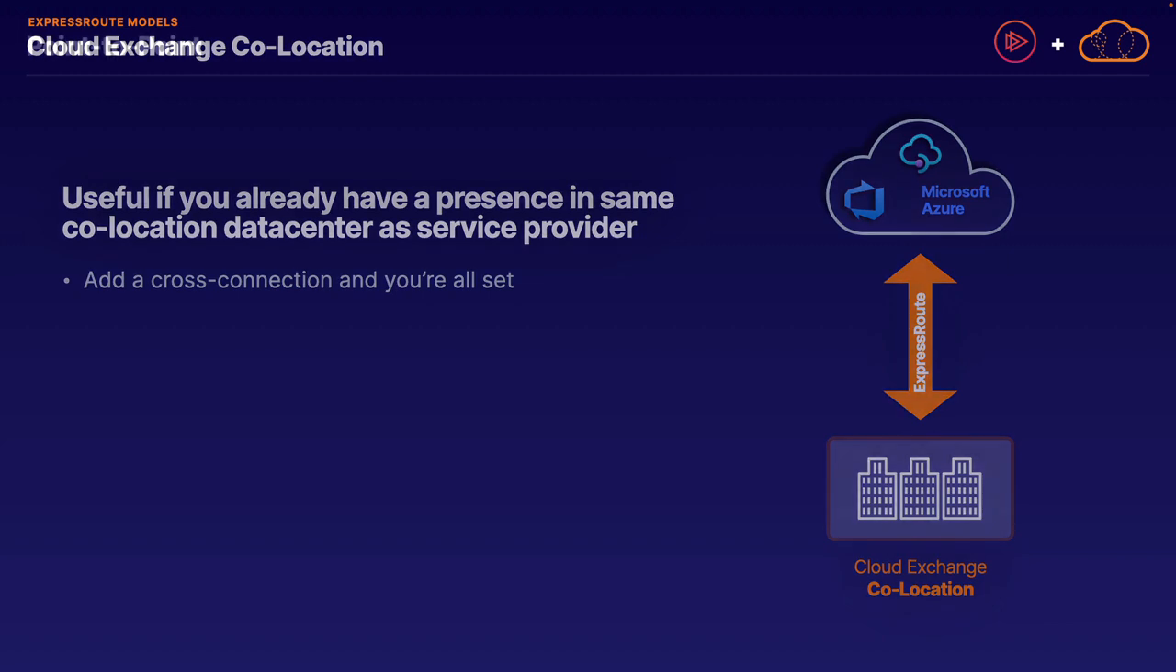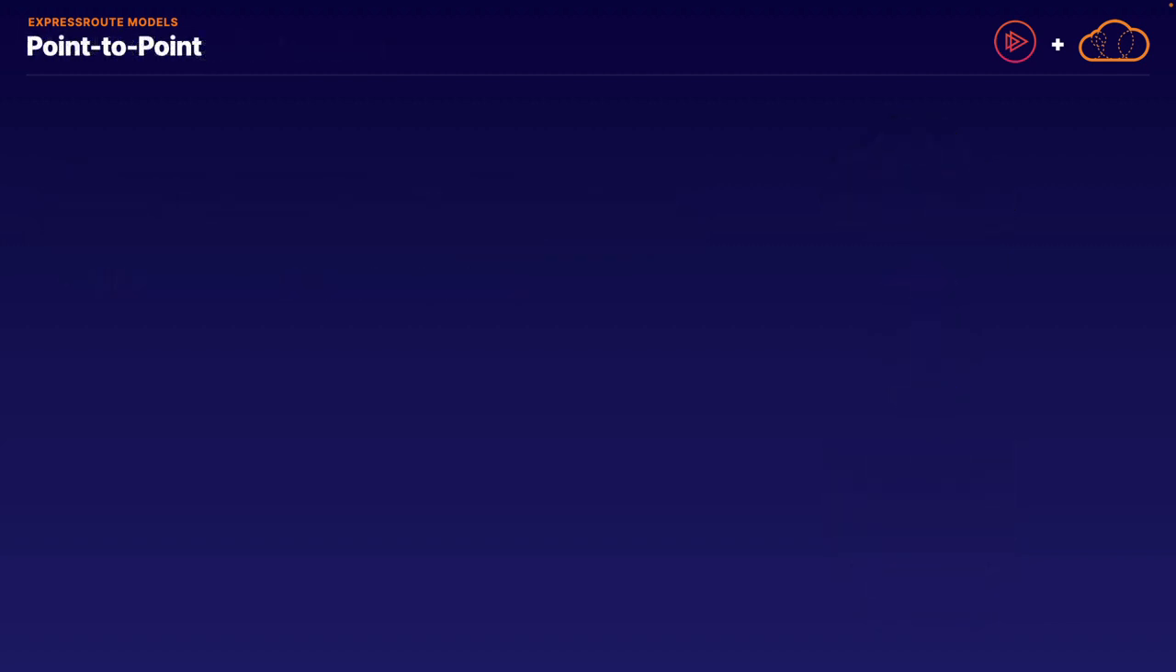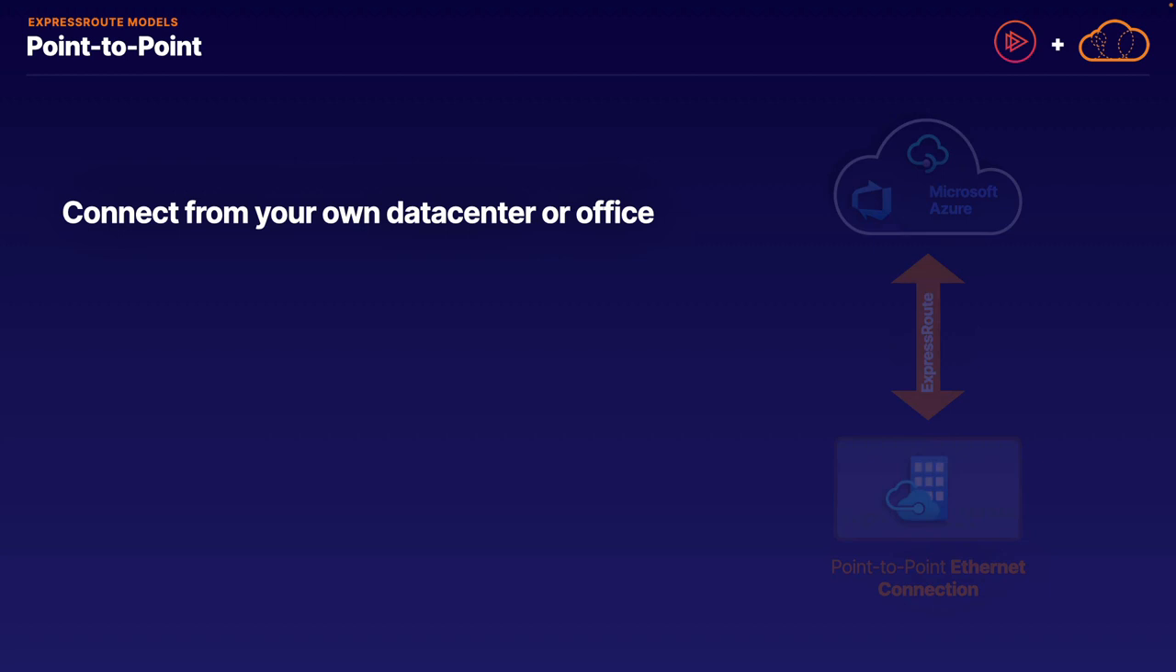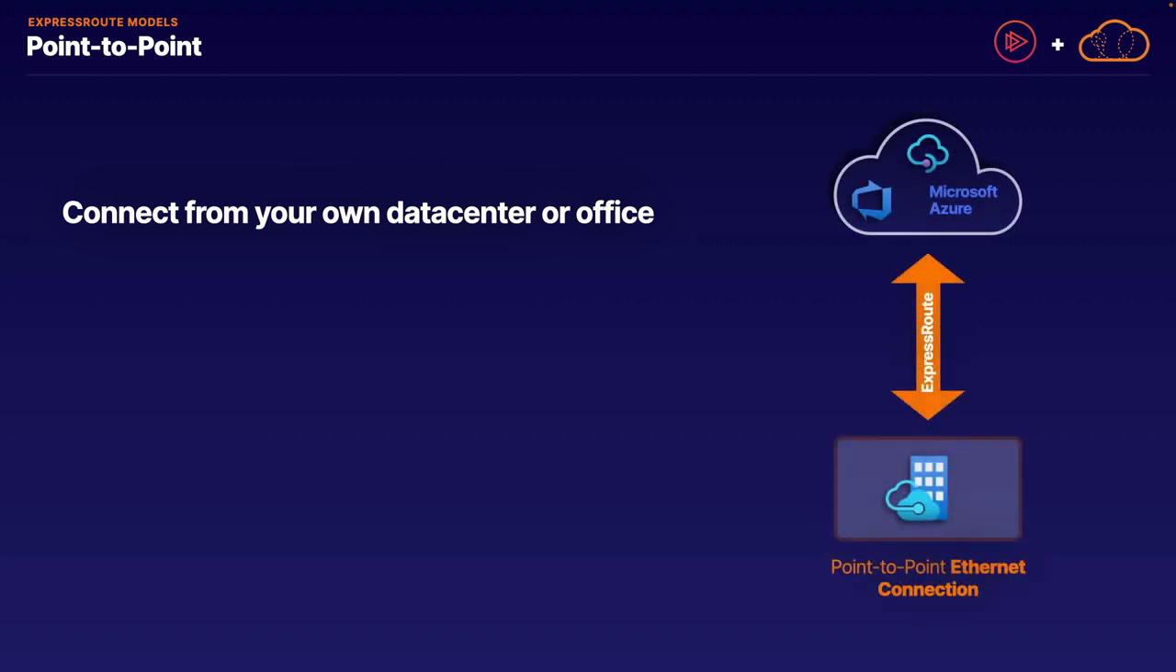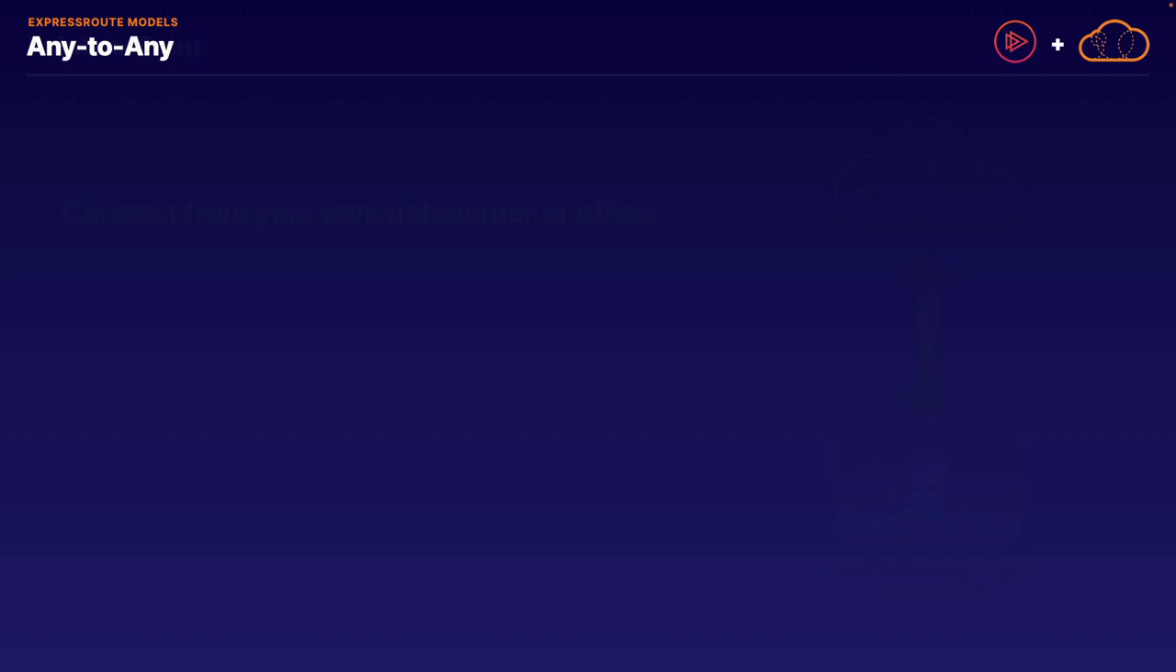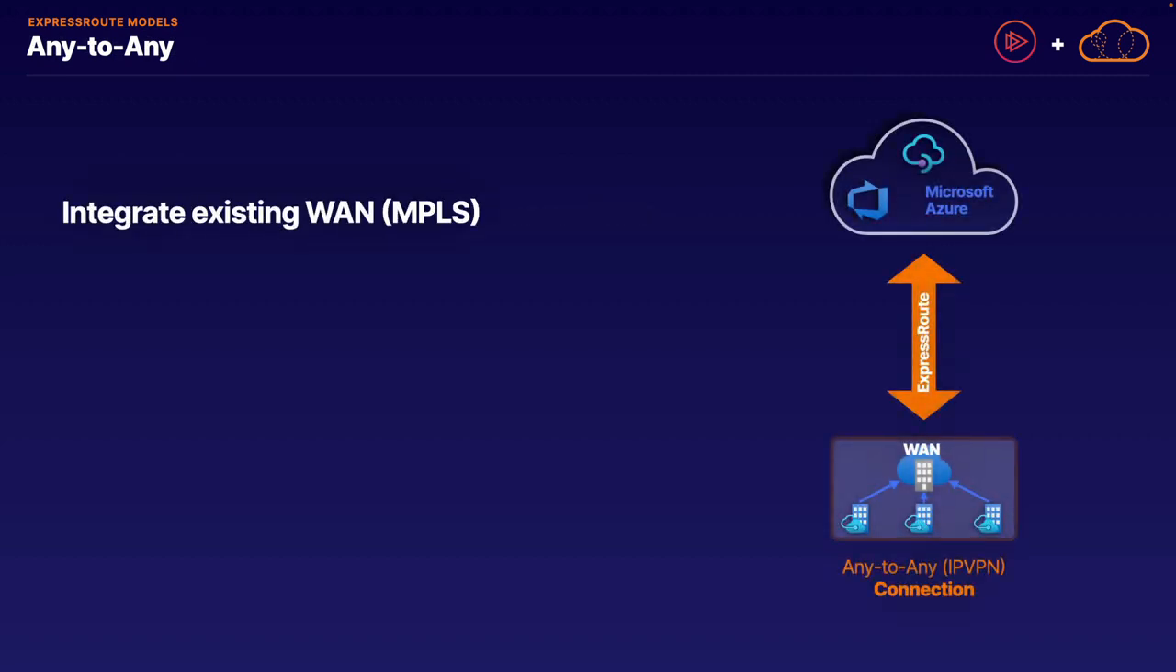Our next service provider model is that of point-to-point. In a really brief explanation, this is used when you're connecting from your own data center that you manage yourself or an office location in which you are not already sharing existing physical space with the service provider. Essentially, your service provider will facilitate the connection from your own location to their own networking hardware and then connect to Microsoft's Edge from there. And then our last service provider model is that of any-to-any. These are more useful in situations in which you are integrating an existing WAN or an SD-WAN, maybe using MPLS. And in these examples, our ExpressRoute circuit simply becomes just another branch office in our existing WAN setup.